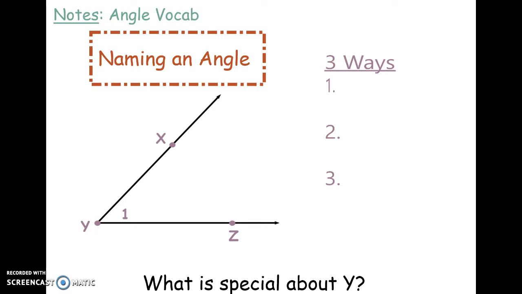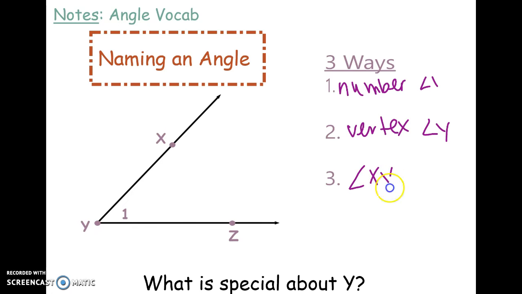There are three ways to name an angle. You can name the angle by its number. So this would be angle 1. You can name it by its vertex. So this could be angle Y. Or you could name it by the three letters contained within it. So this could be angle X, Y, Z. And this was three letters.